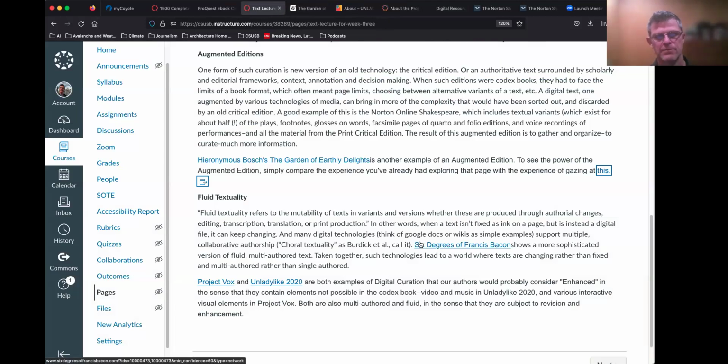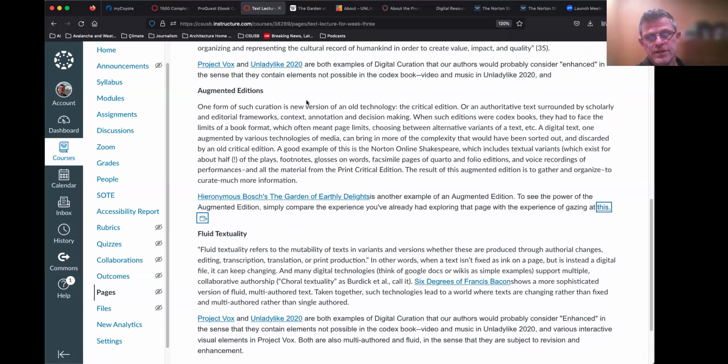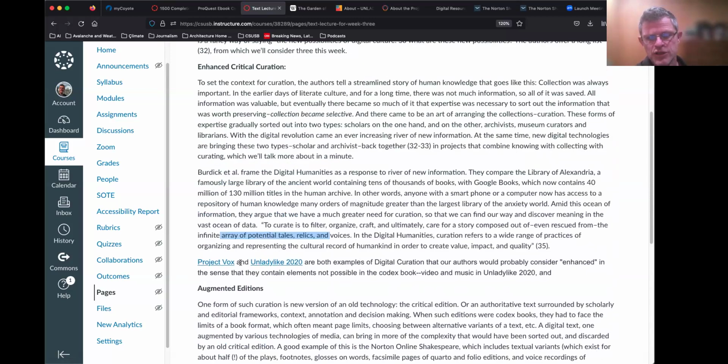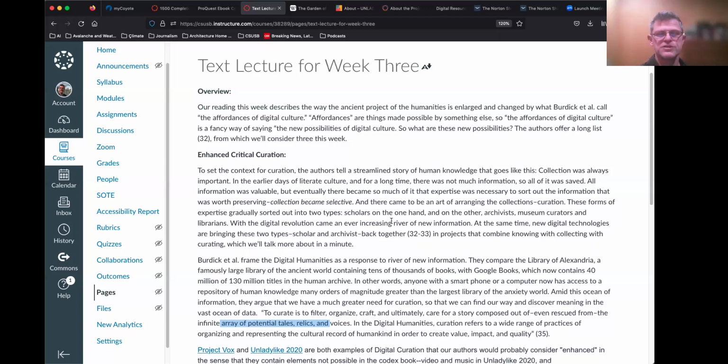That's a fairly thorough set of illustrations of what they mean by fluid textuality: texts that change and are not locked up in ink, and that are open to ongoing editing, alteration, addition, and multiple authorship. Additions that take advantage of digital media, multimedia, hyperlinks, etc., and curated collections that also take advantage of multimedia technology. So those are just three simple instances of the affordances that Burdick et al. think the digital humanities offer to the ongoing project to manage the mountain of art, knowledge, information, and culture that humans are producing.